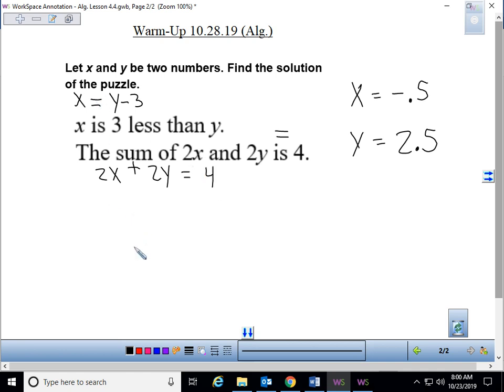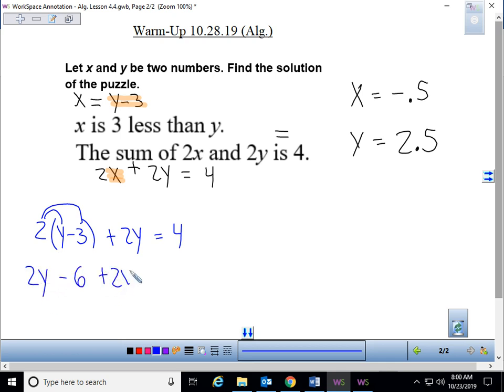And then if you go through your substitution method, this one's set up pretty nice for it because x is already solved for. If I use the highlighters like I did in class last week, x equals y minus 3. That means in the second equation where I see an x, I substitute this expression, and it becomes a lovely distributive property. So you have 2 times y minus 3, then plus 2y equals 4. Distributing your 2 means you get 2y minus 6 plus 2y equals 4.